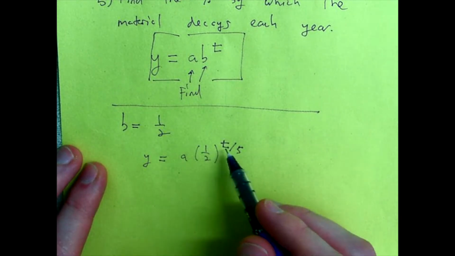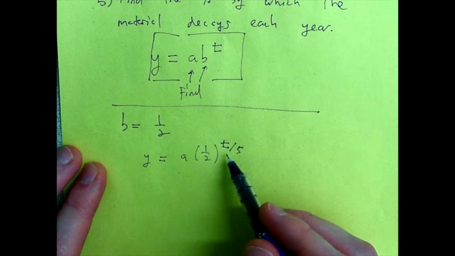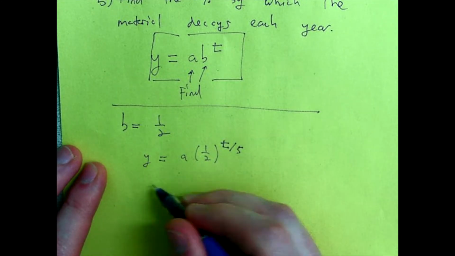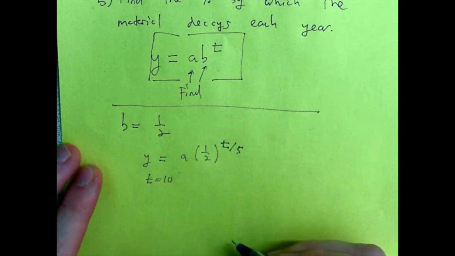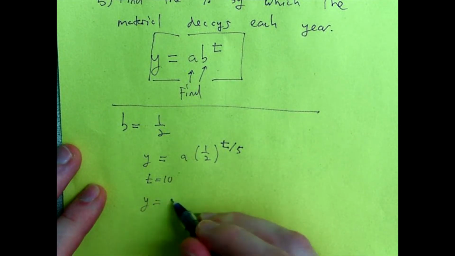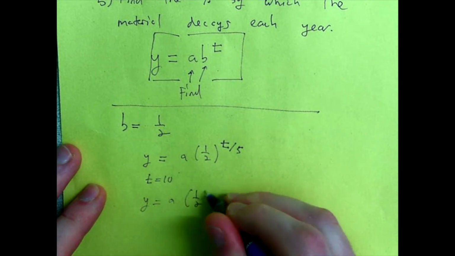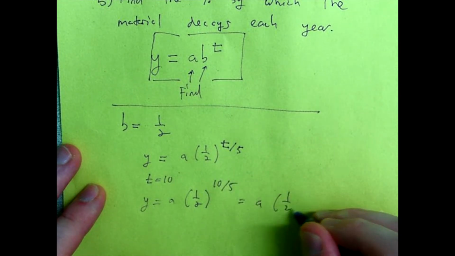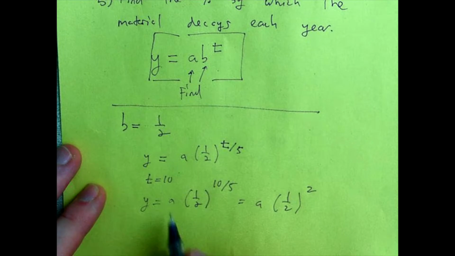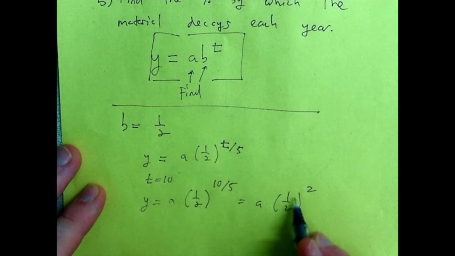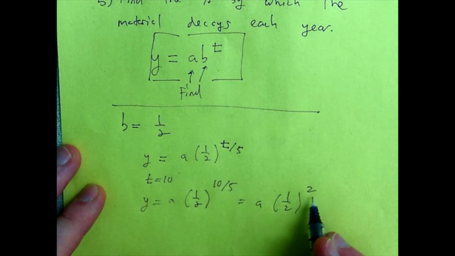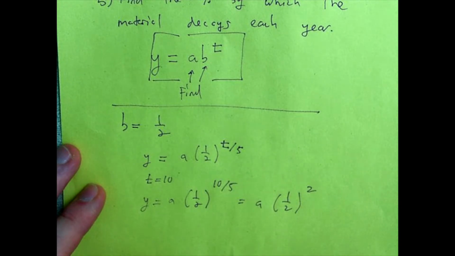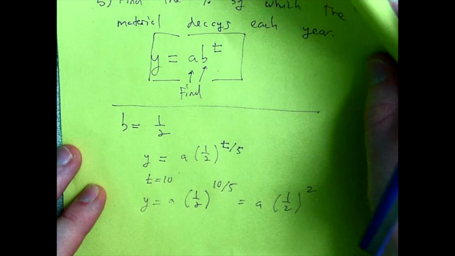And you can check that this makes sense by using some specific values of t. For example, if I plug in t equals 10, I find y is equal to a times 1/2 to the 10 over 5, which is, of course, a times 1/2 squared. So you can see after 10 years, you've multiplied by a half twice, which is what we would expect because the amount of radioactive material is getting cut in half every 5 years. So after 10 years, that's happened twice. Okay, so that's our model.